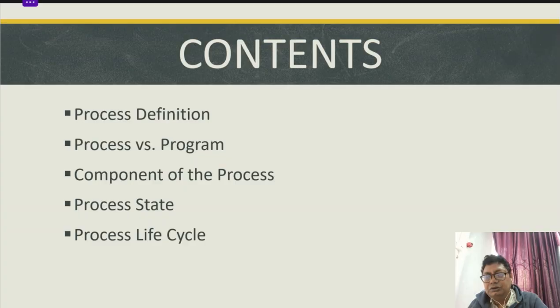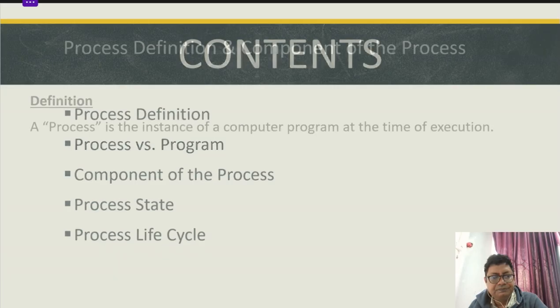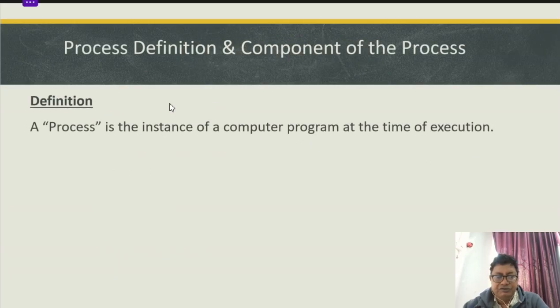Okay, so we go directly into the process definition, our main lecture. Here, the process definition is given. The definition of the process is: a process is the instance of a computer program at the time of execution. The entire line is a bookish line. You can memorize this, that is not the big issue. But I want to explain each and every word so memorizing can be easier for you.